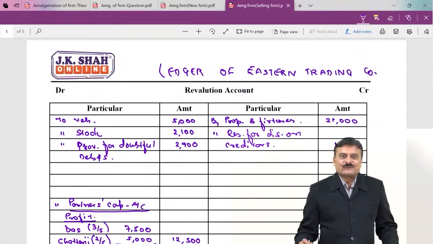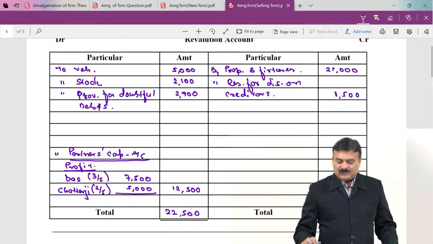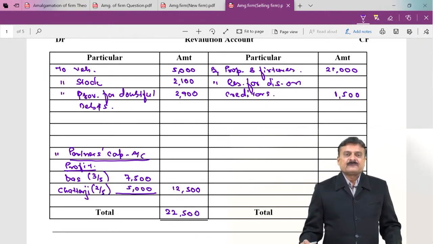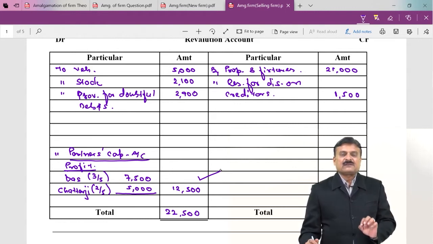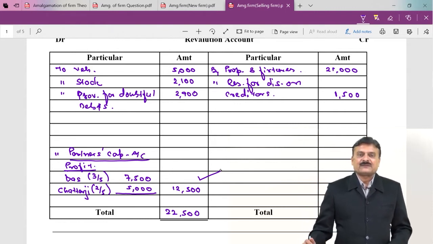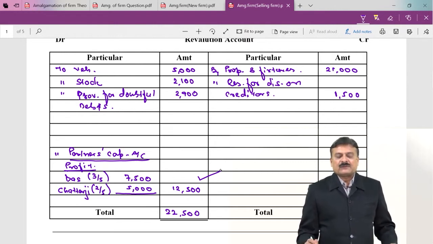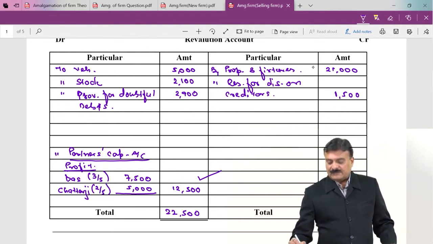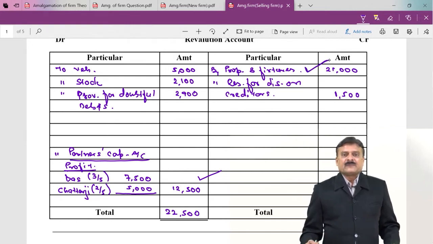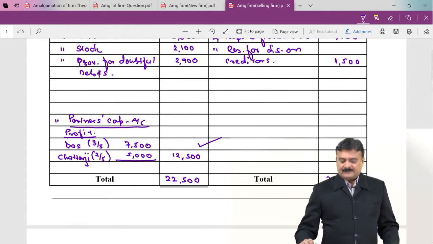Look at the solution for the second selling firm, Eastern Trading Company. Revaluation account. There is a profit of 12,500. There were two assets, property and fixture, 1 lakh plus 14,000, 1 lakh 14,000 not taken over, and they were sold for 1 lakh 35,000. So there was a profit of 21,000. Here it is. Rest were simple transactions.